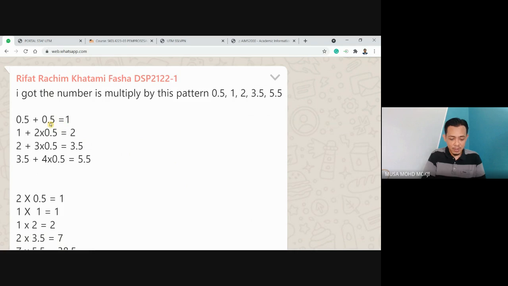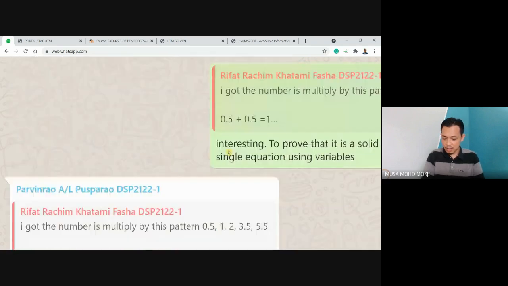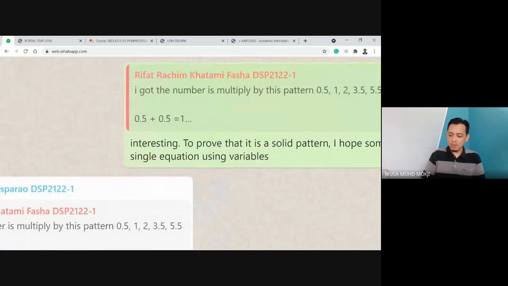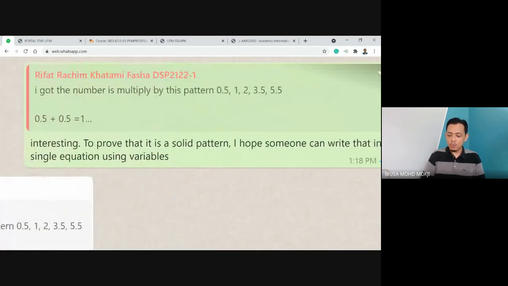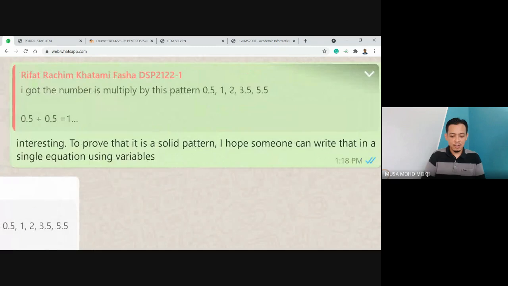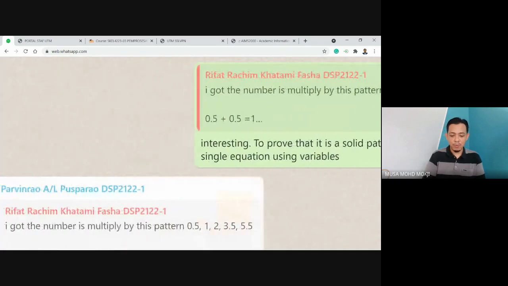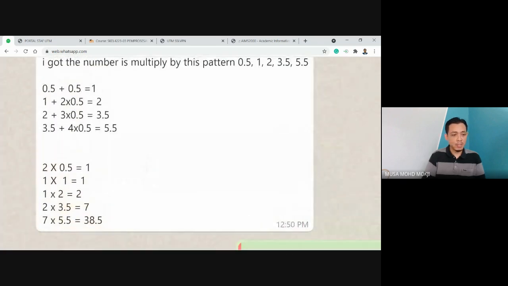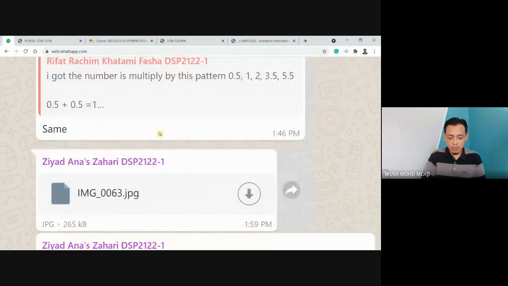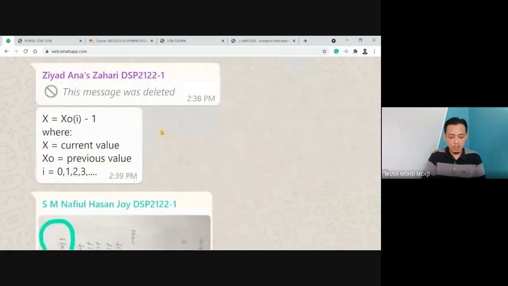This is actually quite a complicated solution. Right? This is a quite complicated solution. That's why I'm asking here, interesting. I hope someone can write that in a single equation. If you can do that, that will be very good, so you have a strong mathematics basic. All right, but again, this is actually the easiest solution.